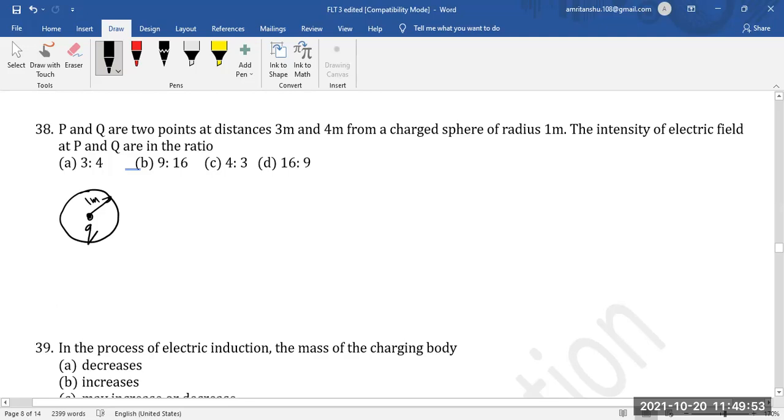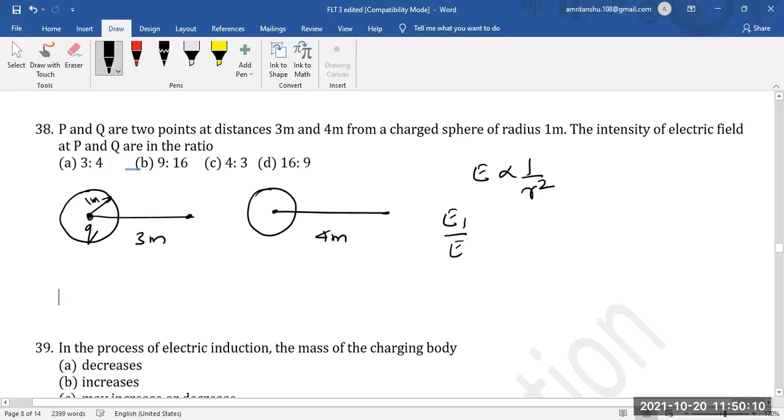So from here we need to calculate the electric field at a distance 3 meters, and from here we need to calculate the electric field at a distance 4 meters. We all know electric field is directly proportional to 1 upon r square, and if we simply put these values, we get E1 by E2 as 16 is to 9.